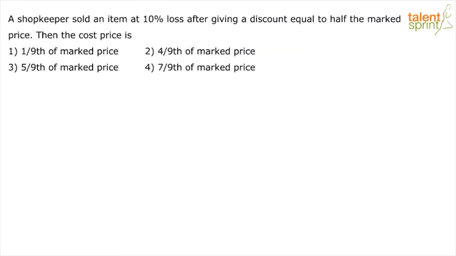Let's go to the next one. Here comes the next question. This is from profit and loss. See what it says. A shopkeeper sold an item at 10% loss after giving a discount equal to half the marked price. Then the cost price is. Now that's an interesting one. He's asking us to find out the cost price of the article which was sold at 10% loss after giving a discount equal to half the marked price of the article. And the cost price is to be found in terms of the marked price.